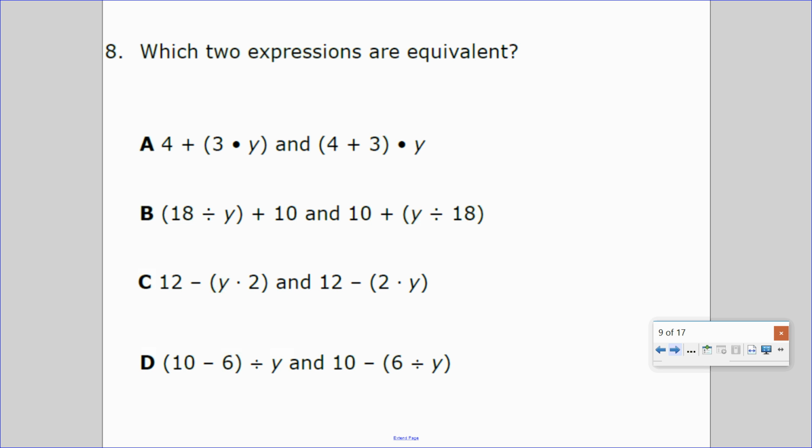Number 8, which two expressions are equivalent? Let's look at the parentheses. 3 times y, same as saying 4 plus 3, 3y, 7. No. 18 divided by y, divided by 18. When you divide, can you change the order? No. Y times 2, can you say 2 times y? Yes, you can, because you have y, you times it by 2, you have 2 groups of y. It's the same thing. C is the answer.